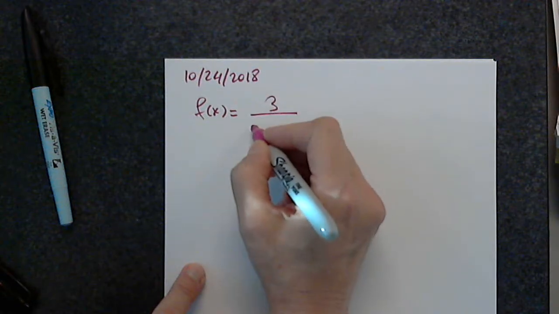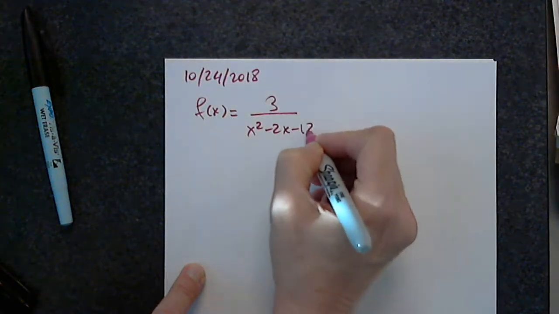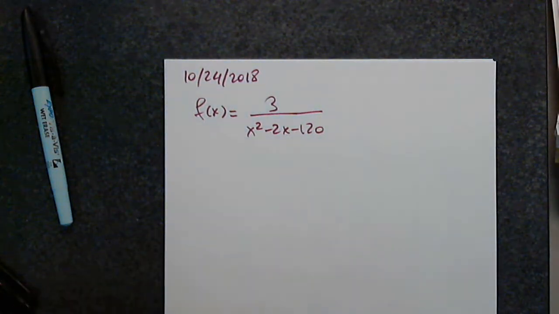I have 3 divided by x squared minus 2x minus 120. We're asked to find the domain of this function. This type of problem is very typical in this class, finding domain of functions. Very typical. So what do you think we have to do here?